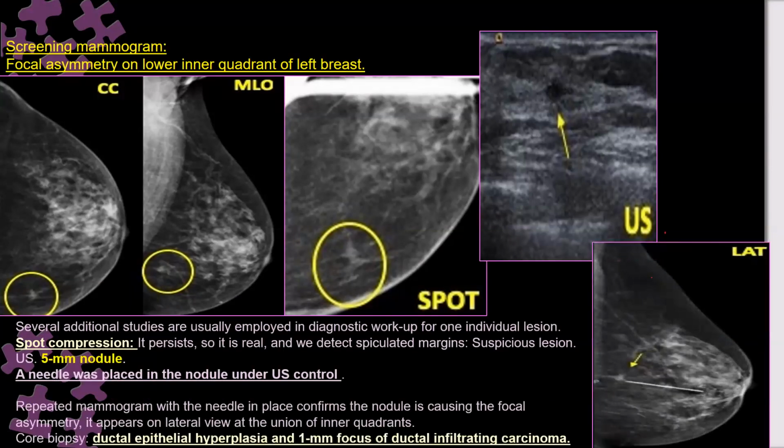So we will put a needle and do a lateral view, and here you can see the needle. It is pointing to the same asymmetry. And it was ductal epithelial hyperplasia with a 1 millimeter focus of invasive ductal carcinoma. The lesion itself was 5 millimeters, and there is 1 millimeter within it of infiltrative ductal carcinoma.